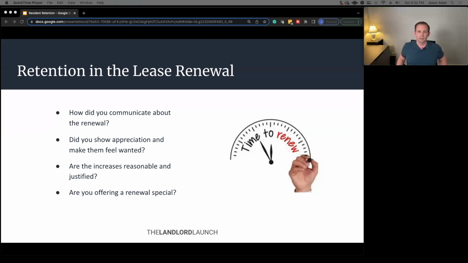Yeah, it may be true, but when the time comes for that next renewal, maybe you want them to stick around. Maybe you're having occupancy problems then. Who knows? It's just not a great way to do it. Let's see here. Renewal specials, we'll talk about those as well.